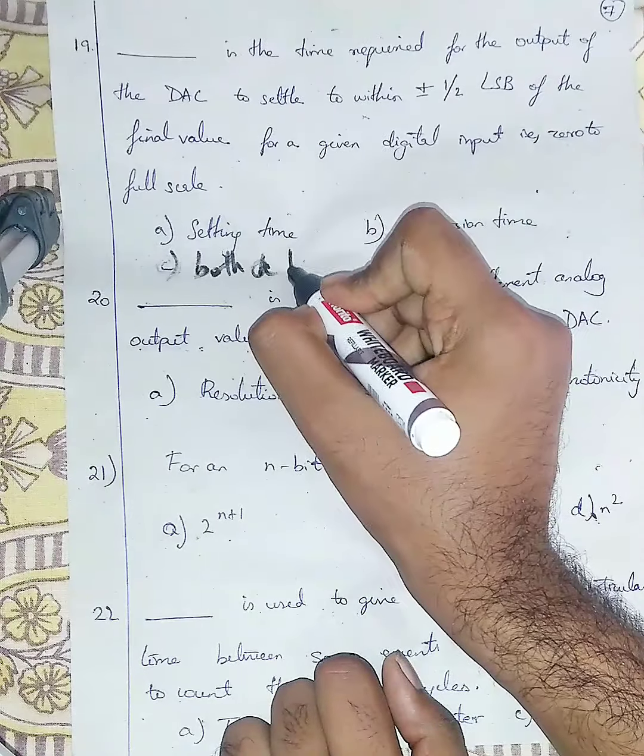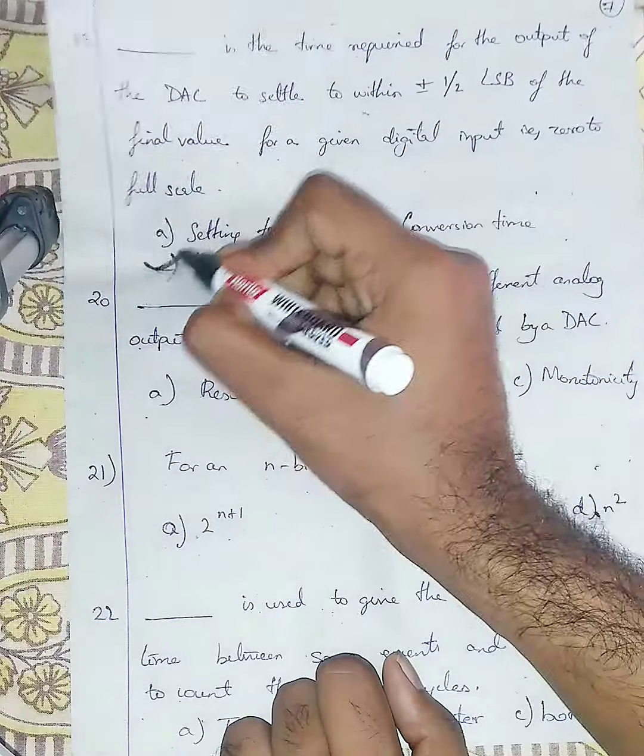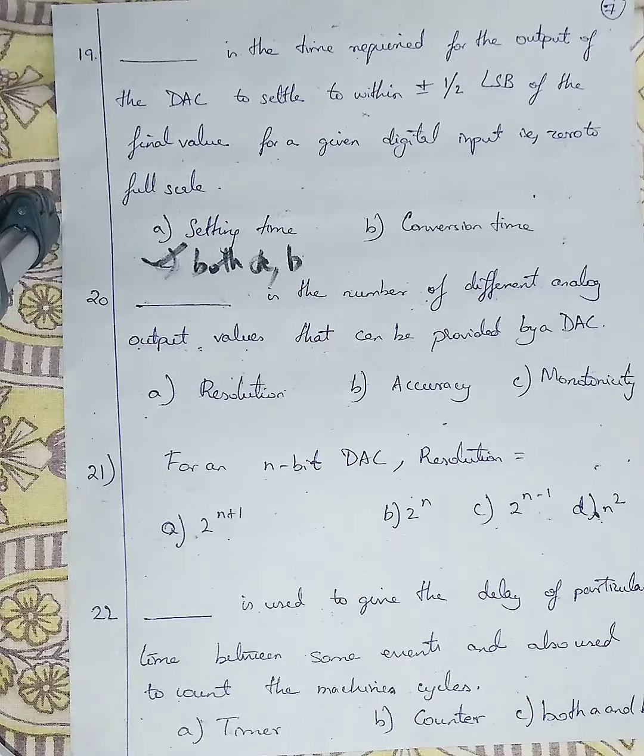Both A and B. Okay, we'll go with option C, both A and B, because setting time and conversion time are both correct. Conversion time and setting time is the time required for the output of a digital to analog converter to settle. It is how much time it requires to give the output of the DAC, how much time it requires for converting. That is only given, that is setting time and conversion time.